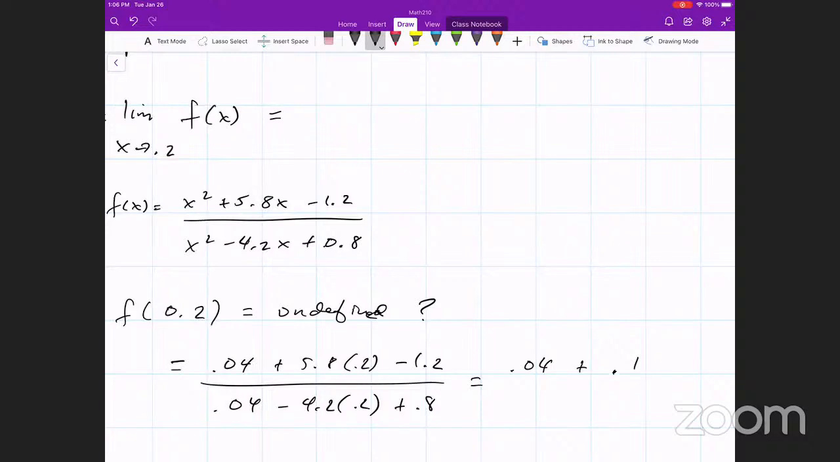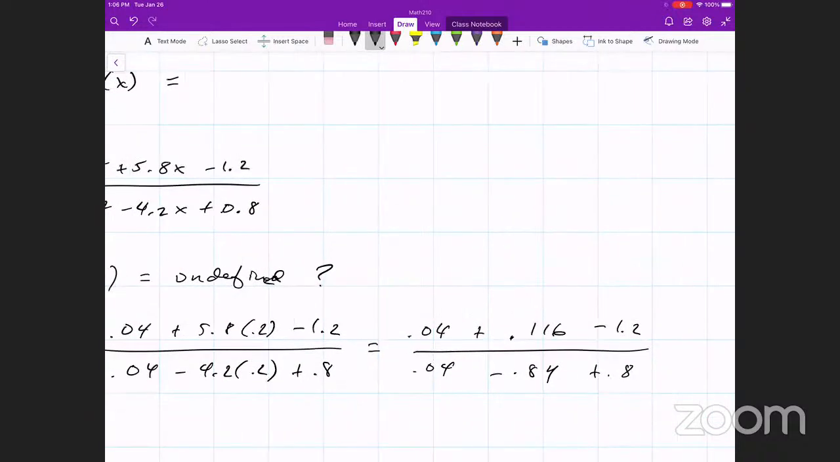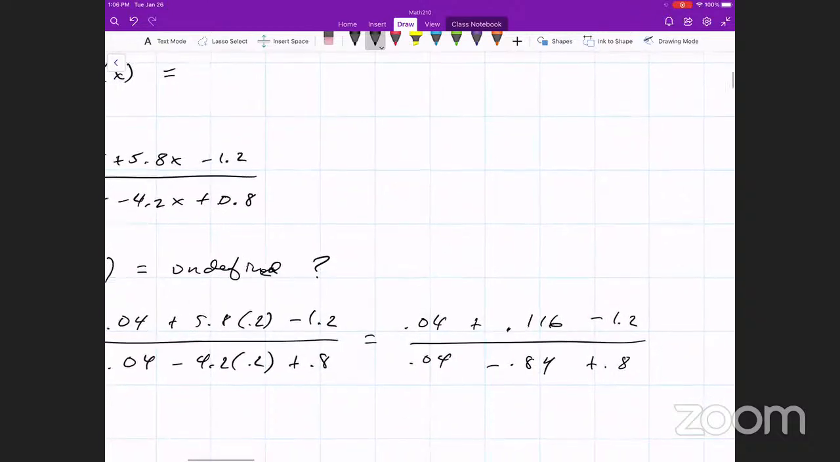What is that? 58 is 116. Like that. Minus 1.2. Oh, is this not going to give me? I don't know. I should have been using a calculator on this thing, since I can't do arithmetic in my head that well. So we have 0.84 plus 0.8. Anybody have any improvements on that? It's 1.16.